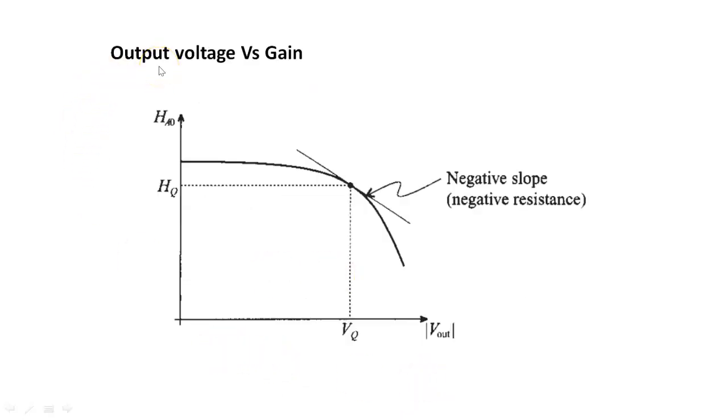The loop gain has to be larger than unity to obtain increasing output voltage. The nonlinear behavior of the oscillator is shown in the figure. A negative slope of the curve is needed to ensure a decrease in the gain for increasing output voltage. At the point where Vout is equal to VQ, for HA naught equal to HQ, HQ is equal to the real part of that complex function. The stable operating point is reached at this point. VQ is equal to HQ.